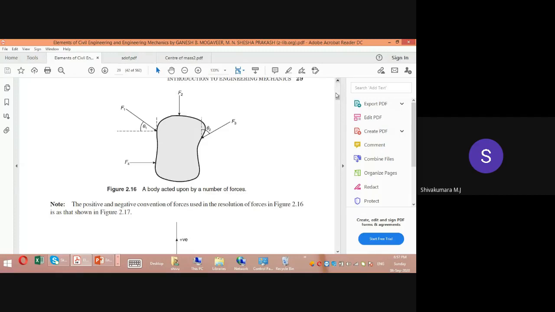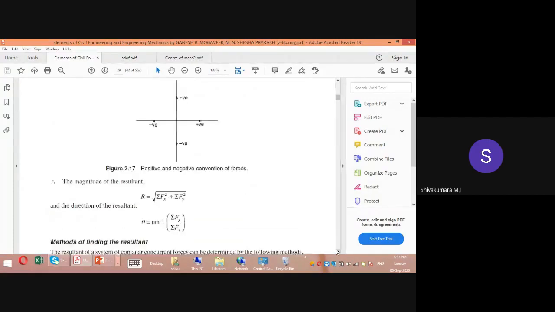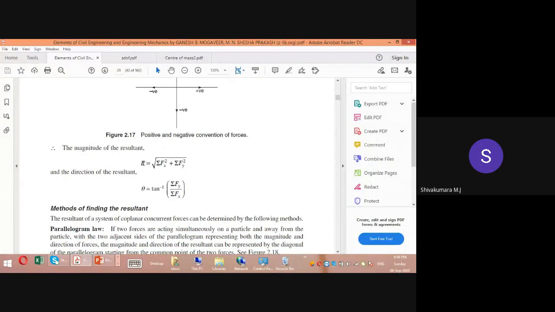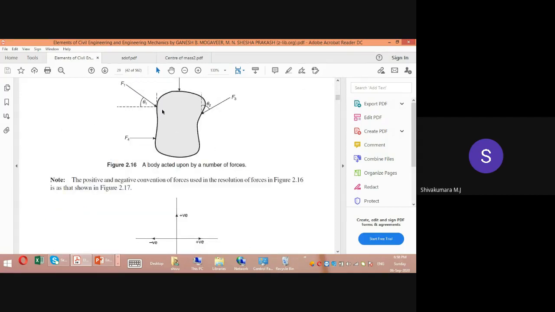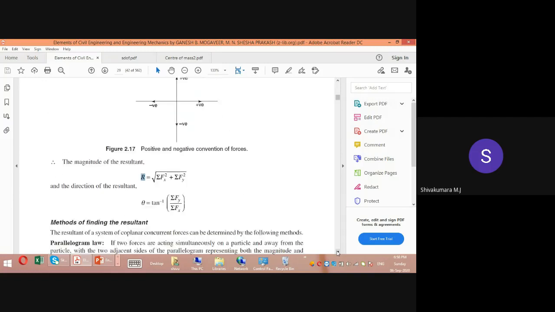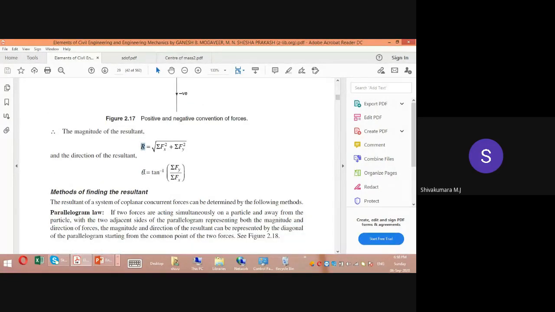Okay. So after finding this summation of Fx, summation of Fy, you can calculate a single force which will induce the same effect. So that is formula R equal to root of summation of Fx square plus summation of Fy square. So this is the magnitude of resultant force or single force which will induce the same effect as that of this system is inducing on body. And then direction of this resultant force, if you want to determine, you can use theta equal to tan inverse of summation of Fy divided by summation of Fx. So by using these two formulas, the magnitude of resultant and direction of resultant can be determined.